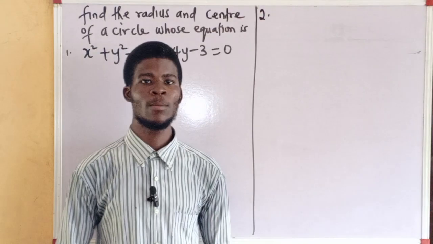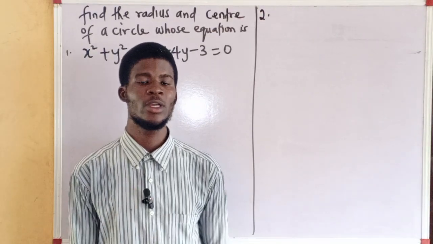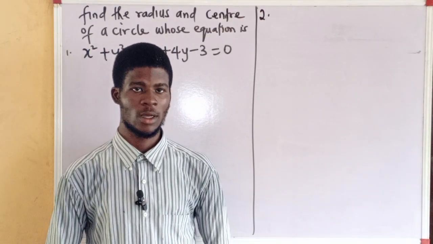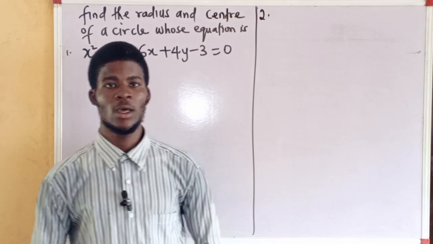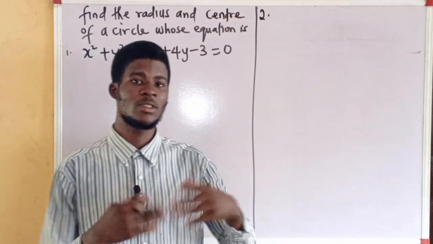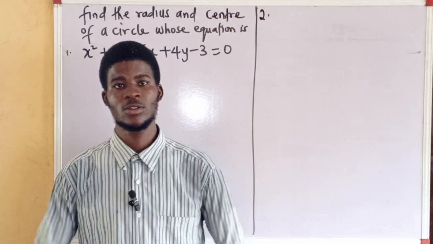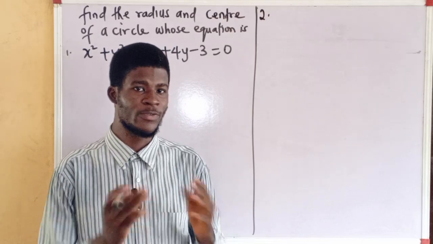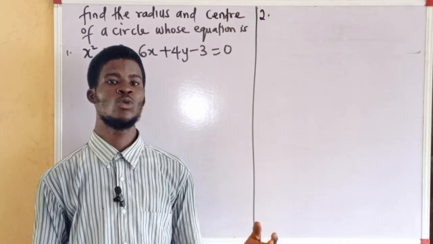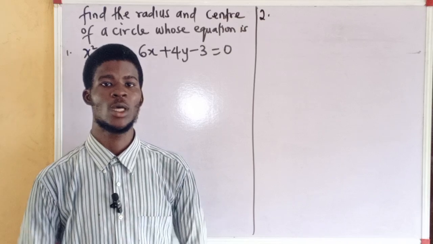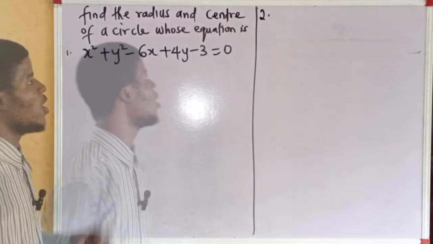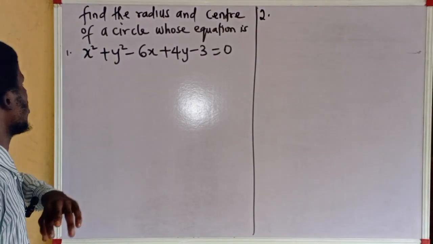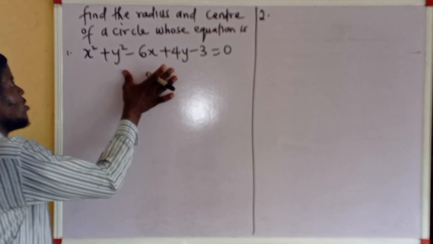In this video, I'm going to show you how to determine the radius and center of a circle from its equation. It is possible for us to determine the center point and the radius of a circle from its equation. So with just two examples, I'm going to show you how it is done. Watch till the end.